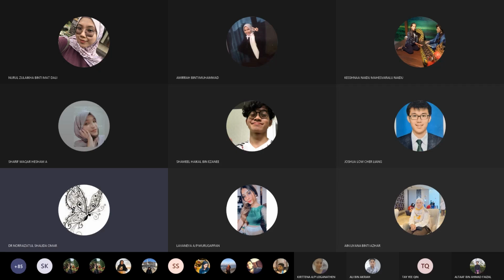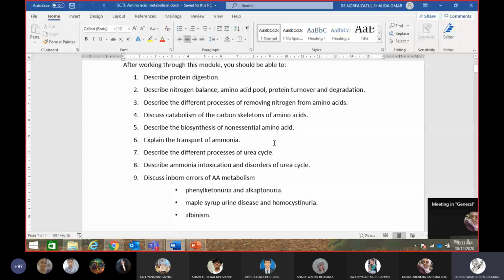From amino acids, then catabolism of the amino acids, and synthesis of the non-essential amino acids, because the essential ones you need to take from the diet, while the non-essential ones can be produced by our body. Then transport of ammonia, the different processes of the urea cycle, then ammonia intoxication and disorders of the urea cycle, and last but not least, the inborn errors of amino acid metabolism.